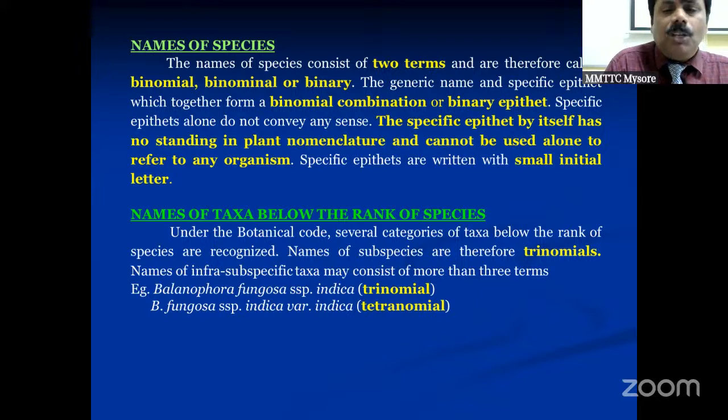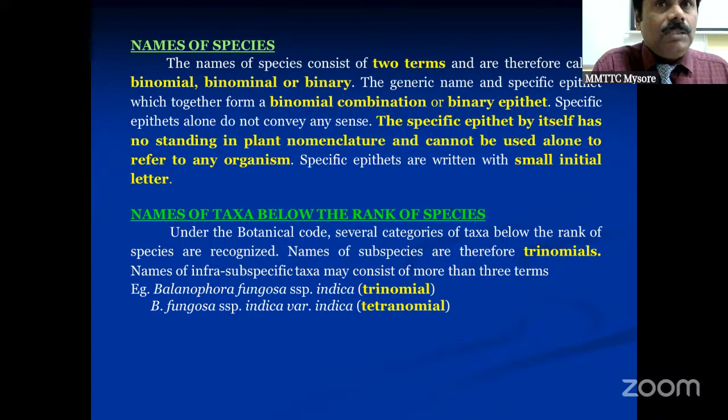Names of taxa below the rank of species. There are cases. We are talking about variety. We are talking about pathotype in the case of fungi. We are talking about strain in the case of viruses. We talk about pathovar in the case of bacteria. Please note down what would be the situation in those circumstances. Names of taxa below the rank of species are considered subdivisions of a species.